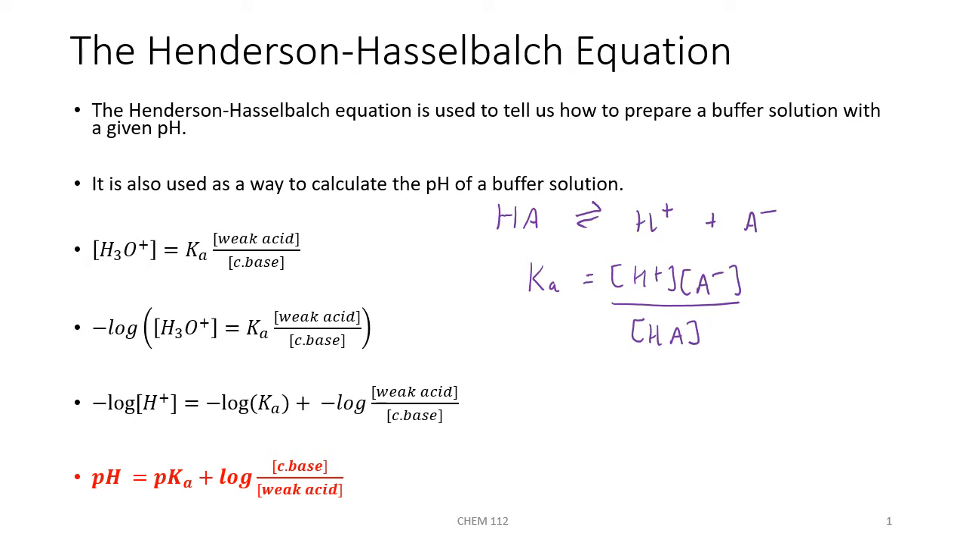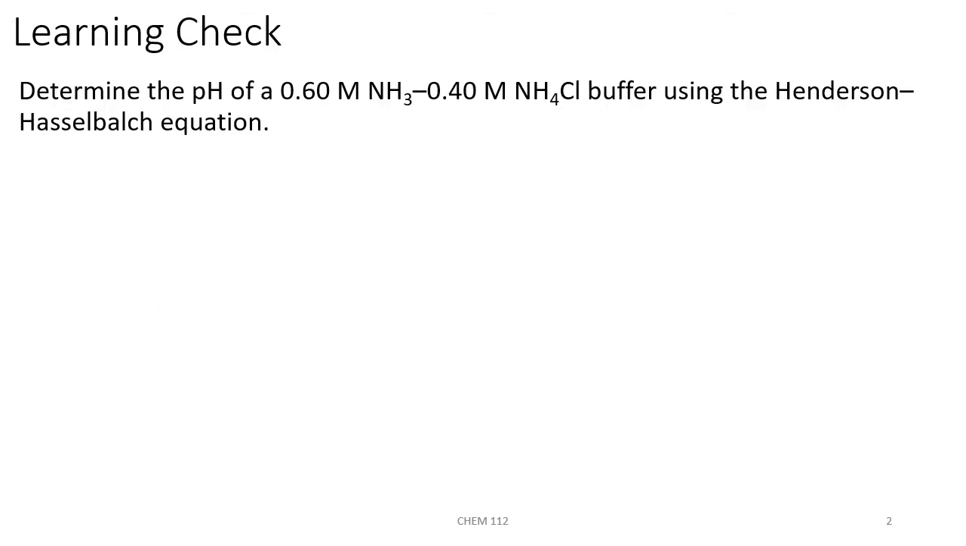So we end up with the pH is equal to the pKa of the weak acid plus the log of the concentration of the conjugate base over the concentration of the weak acid. So it's going to be the log of that entire fraction there. And that will give us the pH of that buffer solution. Now let's see how we could use that Henderson-Hasselbalch equation to quickly calculate the pH of a buffer solution.